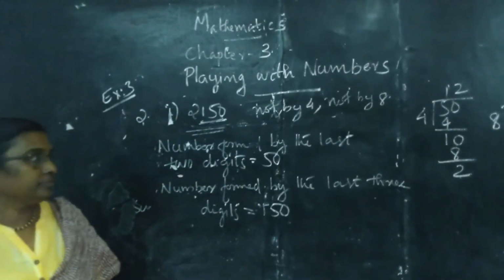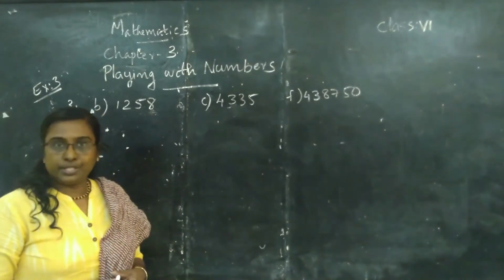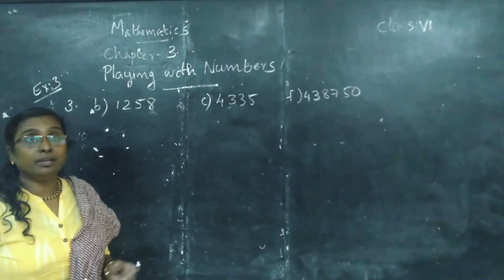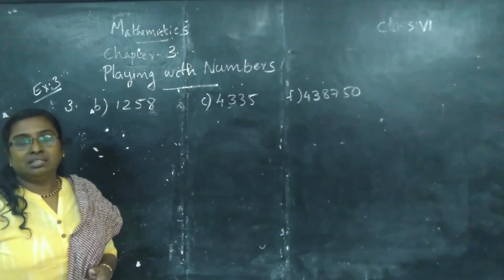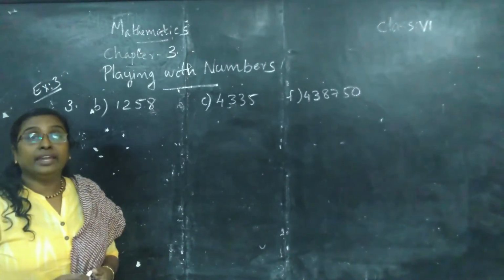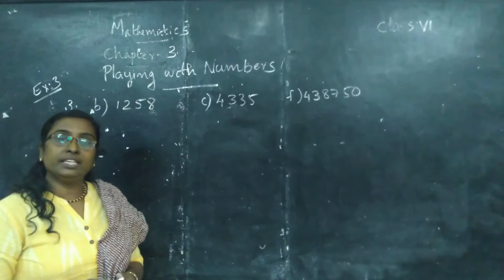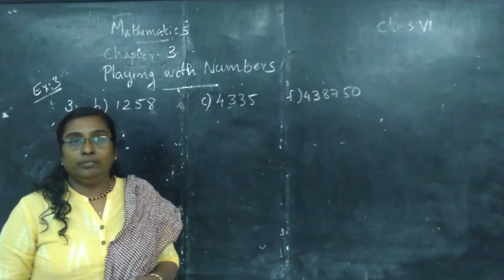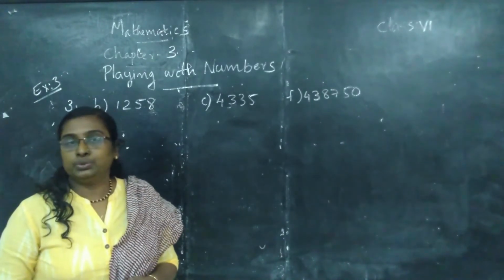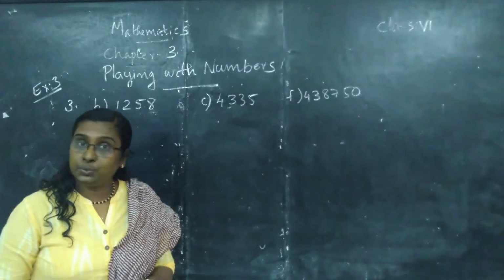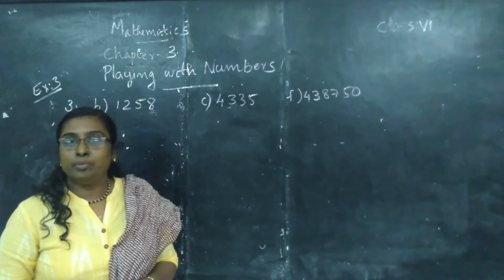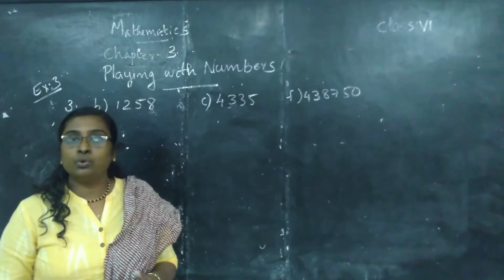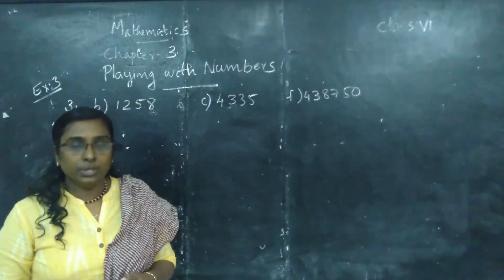Okay, clear? Then coming to the third question. In this question, we have to check whether the given numbers are divisible by 6. What is the rule for that? A number is divisible by 6 if it is divisible by both 2 and 3. Isn't it? We know the divisibility by 2. How can we check the divisibility by 2? A given number is divisible by 2 if it has any one of the digits 0, 2, 4, 6 or 8 in the unit place. Okay?